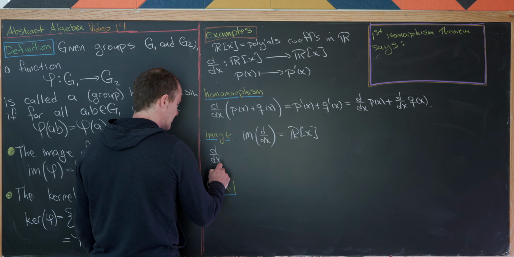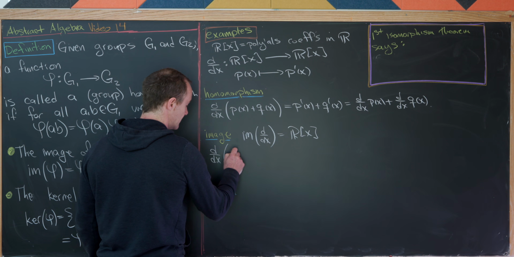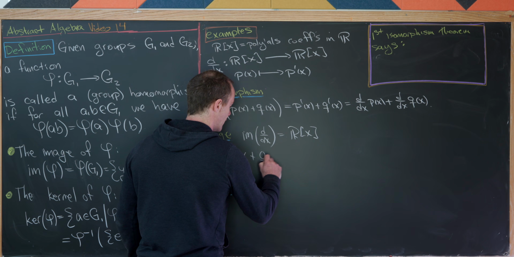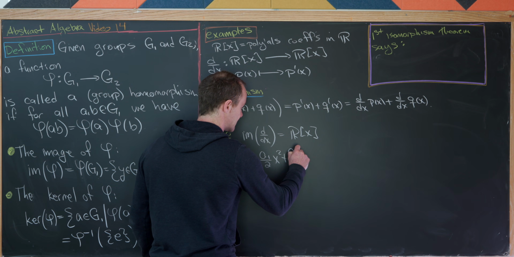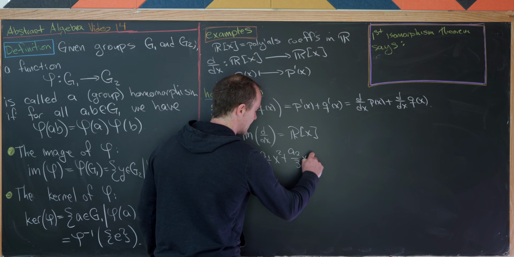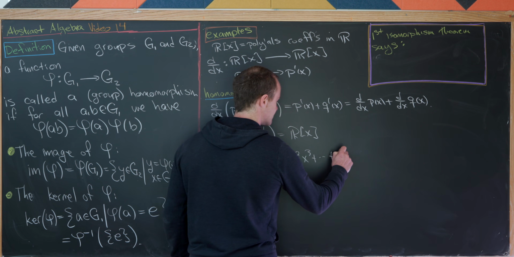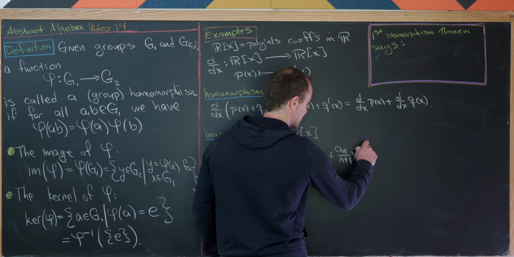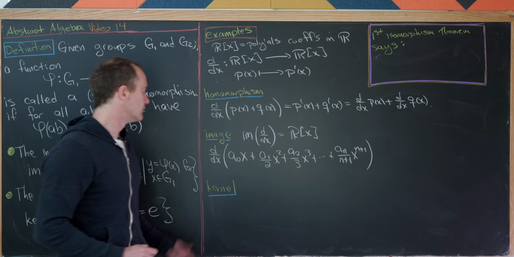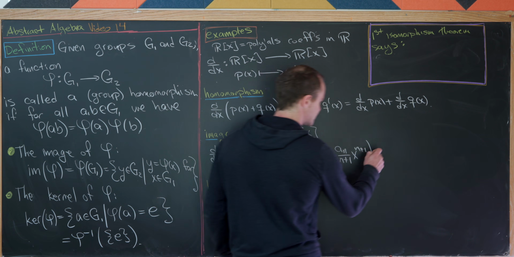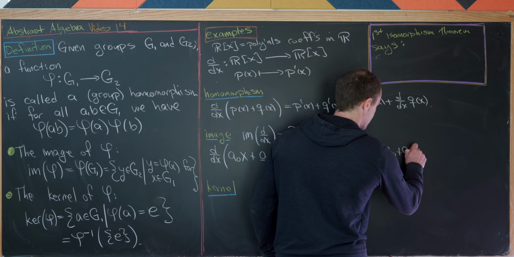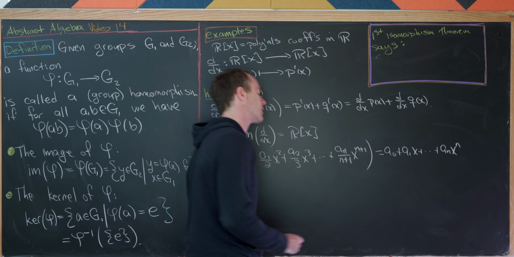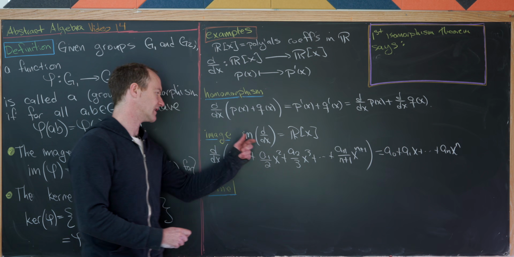Let's take the derivative with respect to x of a0 times x plus a1 over 2 times x squared plus a2 over 3 times x cubed plus all the way up to an over n plus 1 times x to the n plus 1. But notice by applying the power rule a bunch of times, that's going to give us a0 plus a1x all the way up to an times x to the n, which is an arbitrary polynomial inside of R adjoin x.